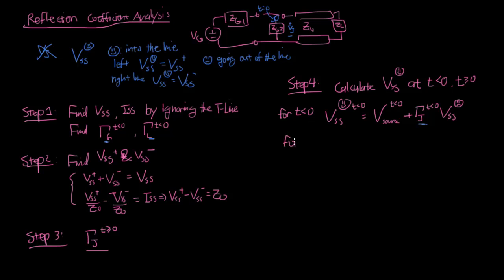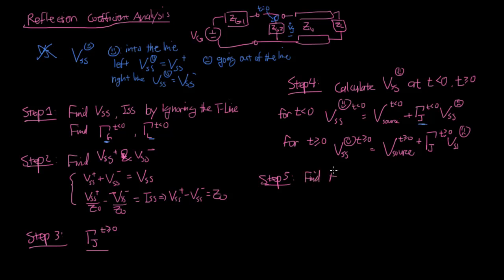Next, you look at when t is greater than or equal to 0, this new situation. VSS at t greater than or equal to 0 is going to be any voltage source after you flip the switch. In this case, there isn't one. Then plus gamma j of t greater than or equal to 0 times VSS frowny face. So you recognize the voltage due to the source, as well as the reflection from the current reflection coefficient times the outgoing steady state wave. And for t greater than 0, you write out the same formula. That gives you the information you need to calculate the new wave.